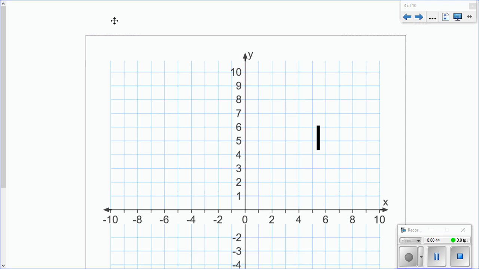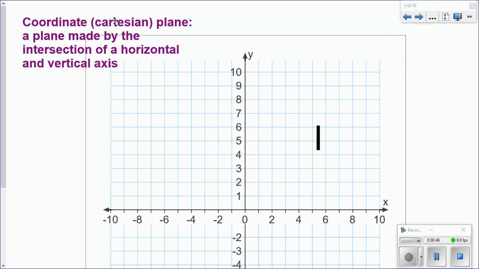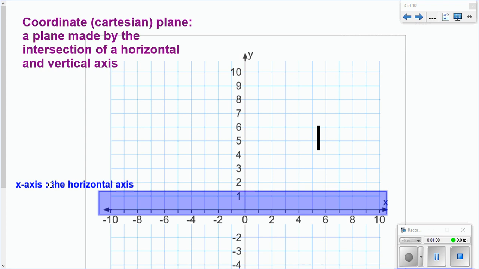So first one is coordinate or Cartesian plane. That is the fancy word for it. It is a plane made by the intersection of a horizontal and vertical axis. Then the next one we get is the x-axis, which is the horizontal axis. So if you could please label that on your little graph in the bottom. As we get these words, you can label it.